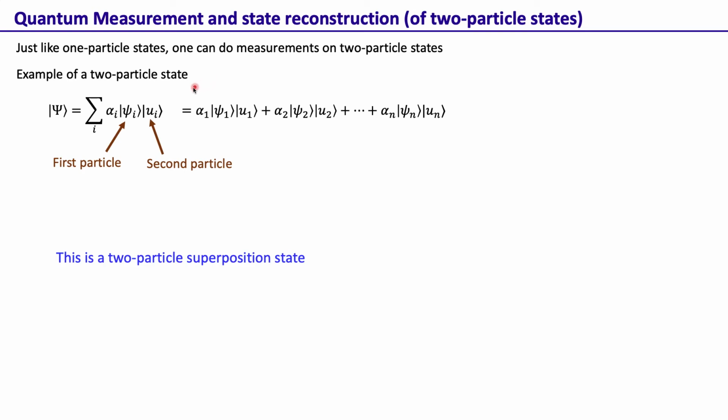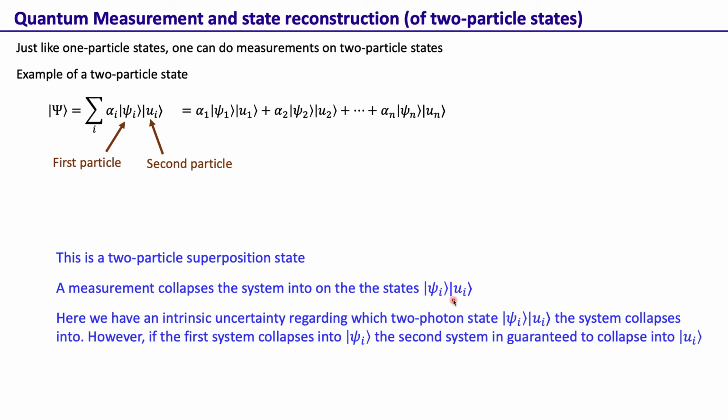So that's a two particle superposition state is what we have over here. Now if we do a measurement on this two particle system, just like in the one particle case, a measurement here collapses the system into one of the states in the superposition, so into one of the psi_i u_i.